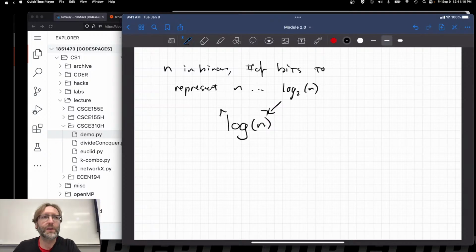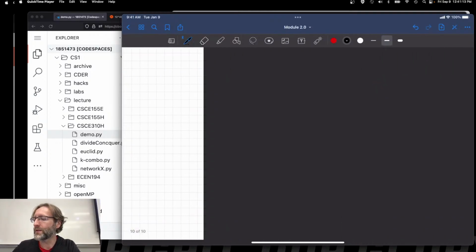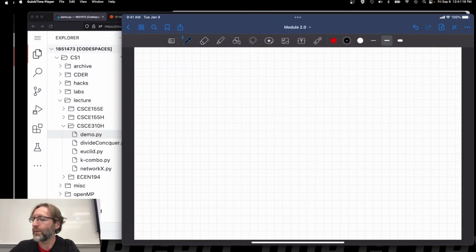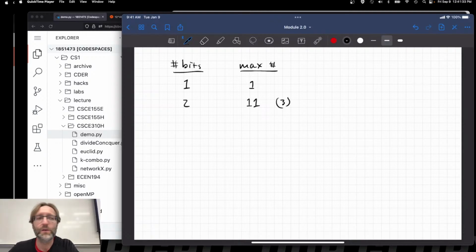Do we want to see why? Usually this is the interpretation I give. Suppose that I gave you a certain number of bits. Say I gave you 1 bit. What is the maximum number that you can represent with just 1 bit? 1. What if I gave you 2 bits? 3, which is 1, 1. What if I gave you 3 bits? 1, 1, 1. And that's 7. What if I gave you k bits? It'd be 1, 1, 1, dot, dot, dot, 1, k bits here.